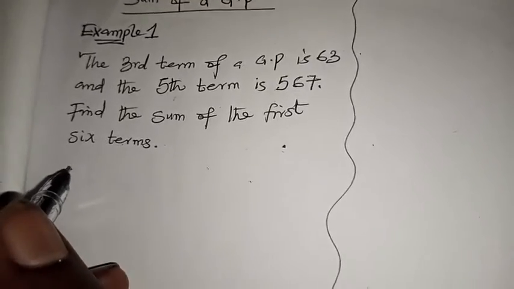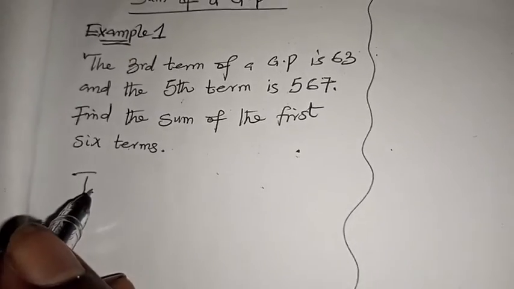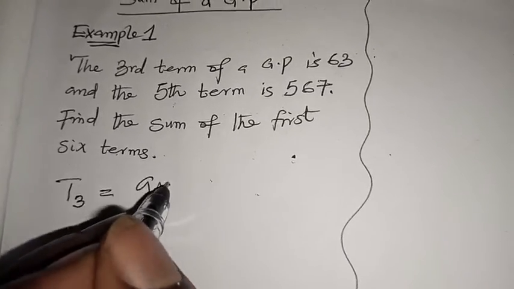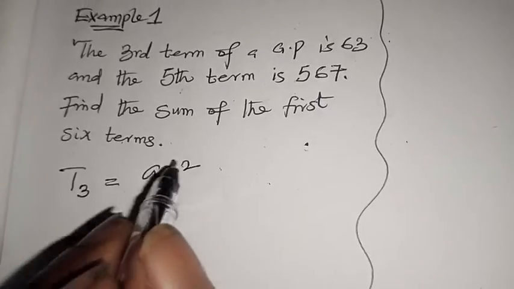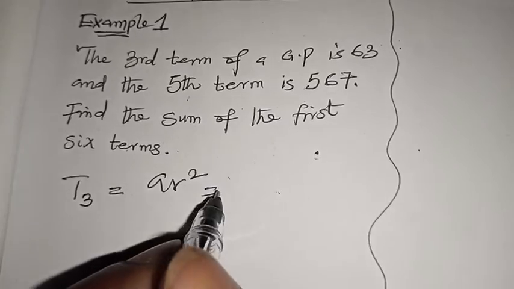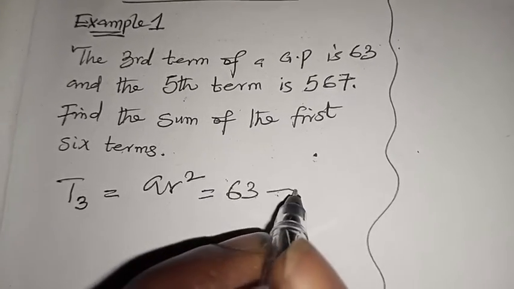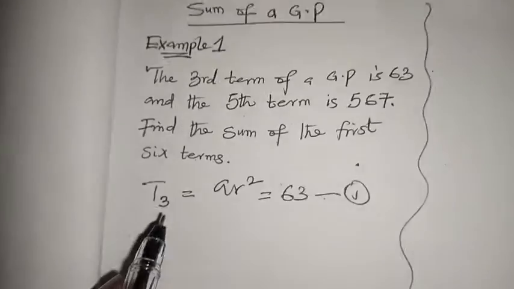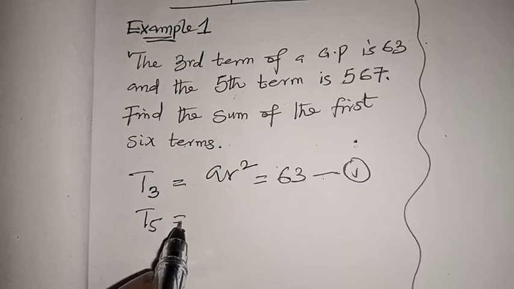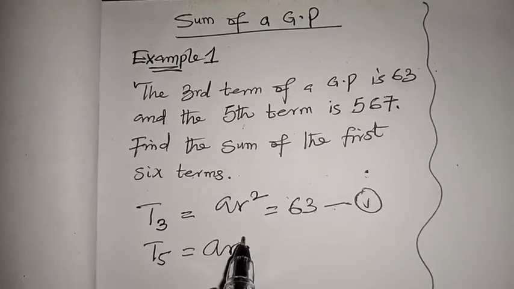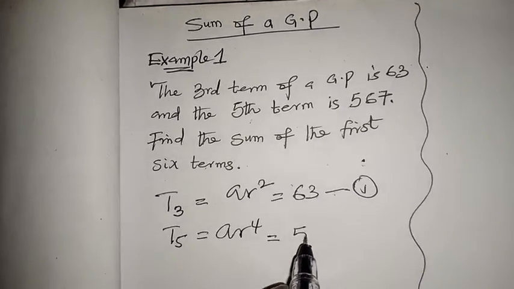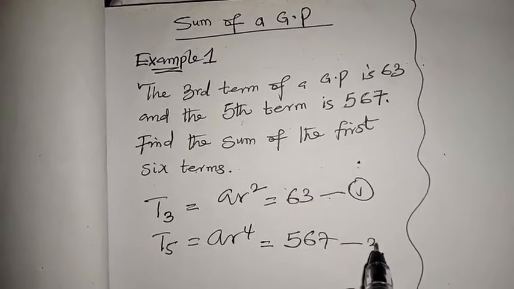So the third term of GP, T3, is equal to AR raised to power 2. That's 3 minus 1 will give us 2. But according to the question, they say the third term is equal to 63. That will give us equation 1. Now the same question said the fifth term, T5, equals AR raised to power 4, and that will give us T5 equal to 567. That's equation 2.